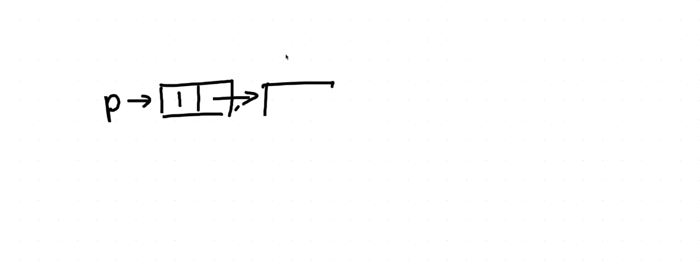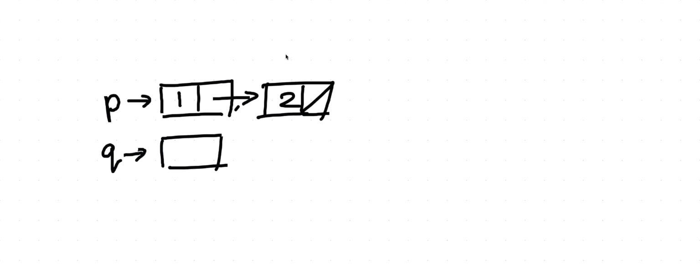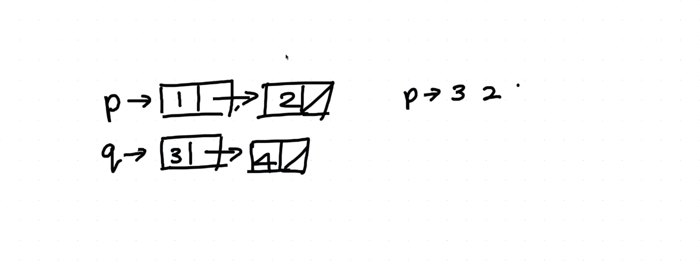All right, so once again, I always recommend drawing these out. So we got P, and P has 1, 2. We're going to null terminate it. Q has 3, and then 4. And our final intended result was P is 3, 2, 1, null. Q is 4, no, just 4.